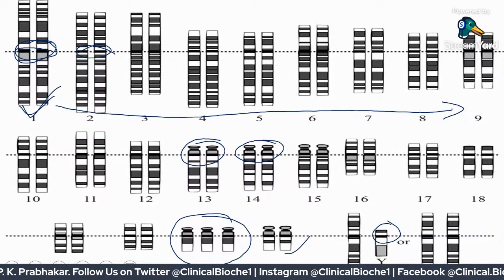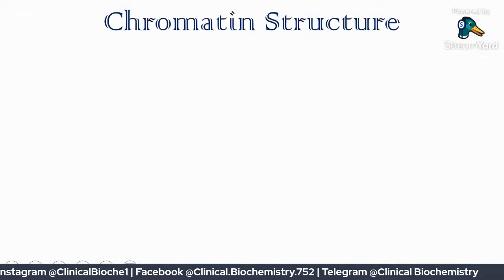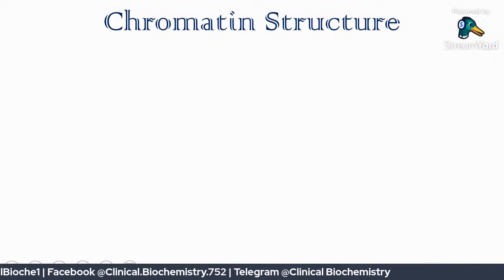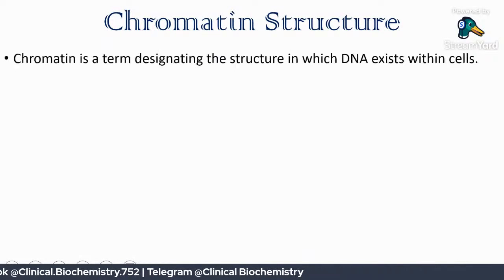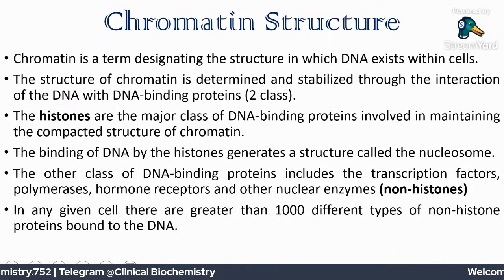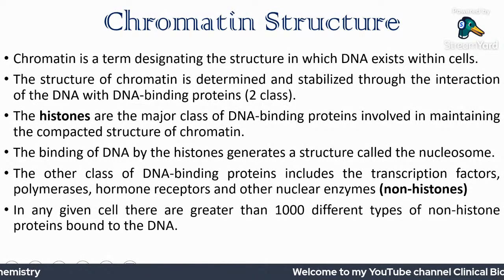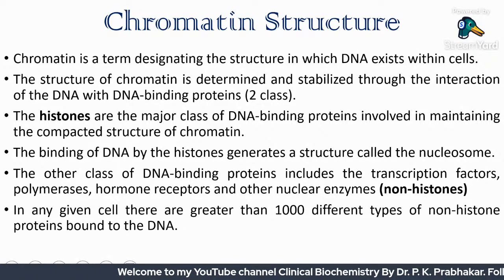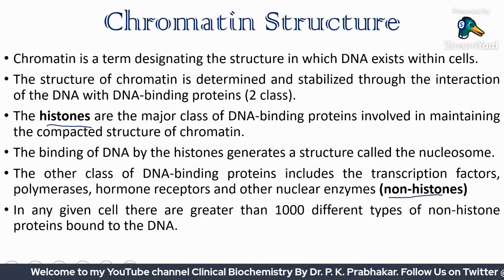Fine. Okay. Now come to our actual topic, that is replication. First, I'm going to summarize the nucleosome and chromatin structures. What we have done till now is that our chromosomes are composed of a DNA portion and a protein portion. We have two types of proteins: histones and non-histones.